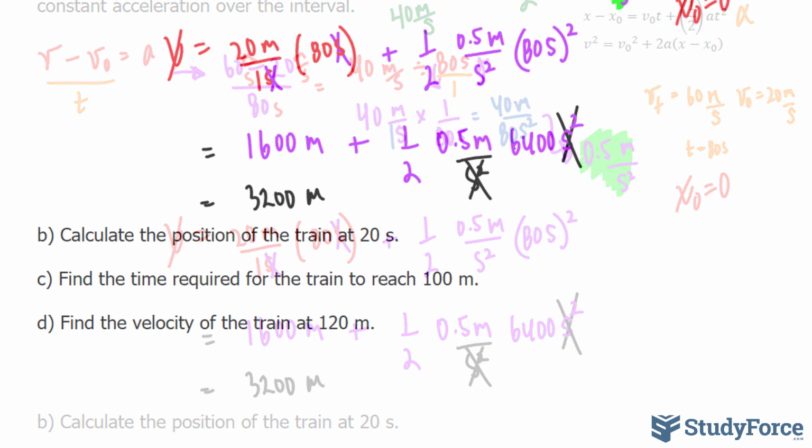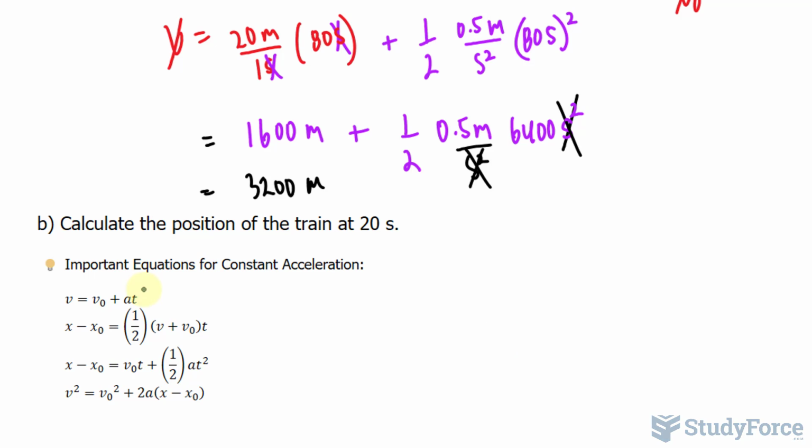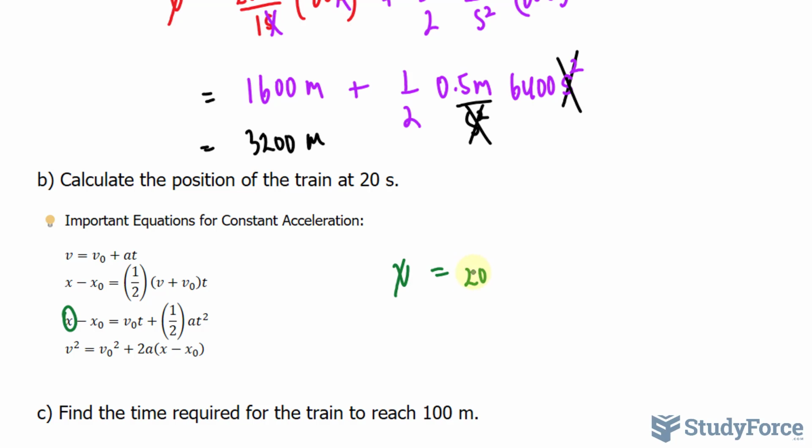Calculate the position of the train at 20 seconds. Okay, for convenience, I've written down the important formulas again. They want us to find the position of the train at 20 seconds. So the final position at 20 seconds, no problem. We'll write down x minus the initial, which we discussed was 0. So x is equal to the initial velocity, that was 20. And I'll ignore the units because you know how they cancel out now.